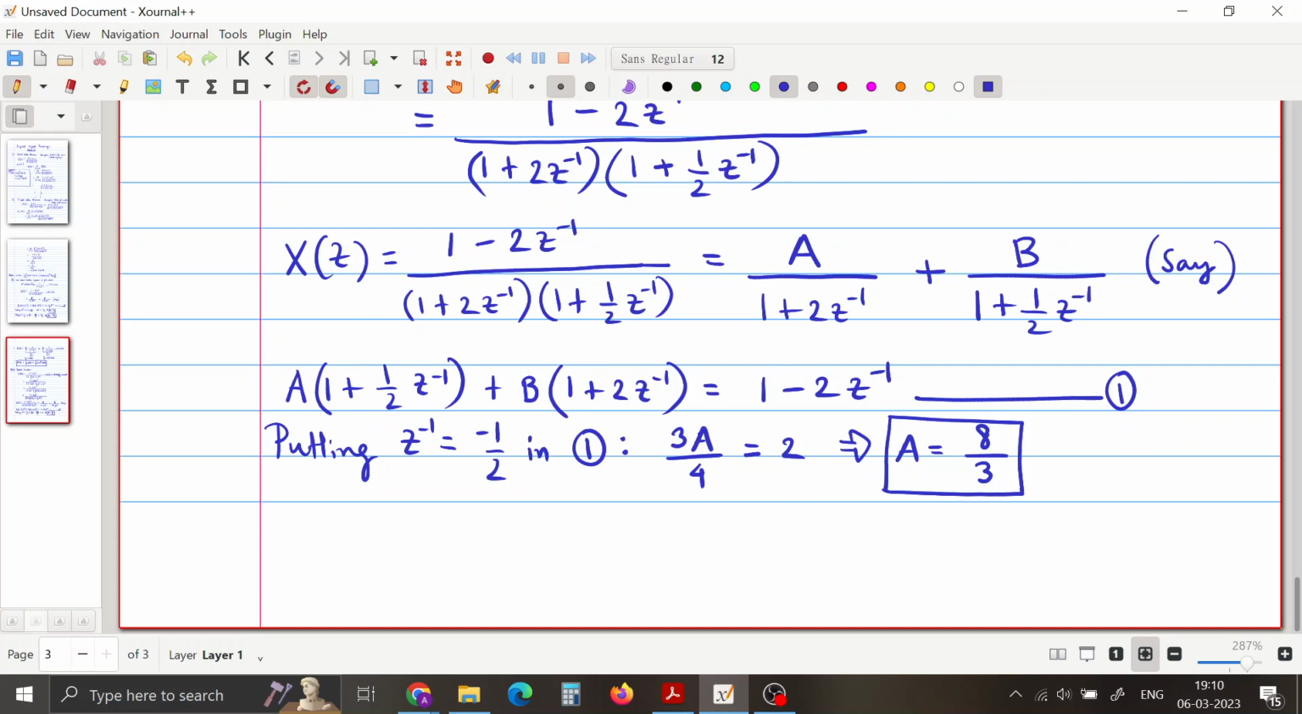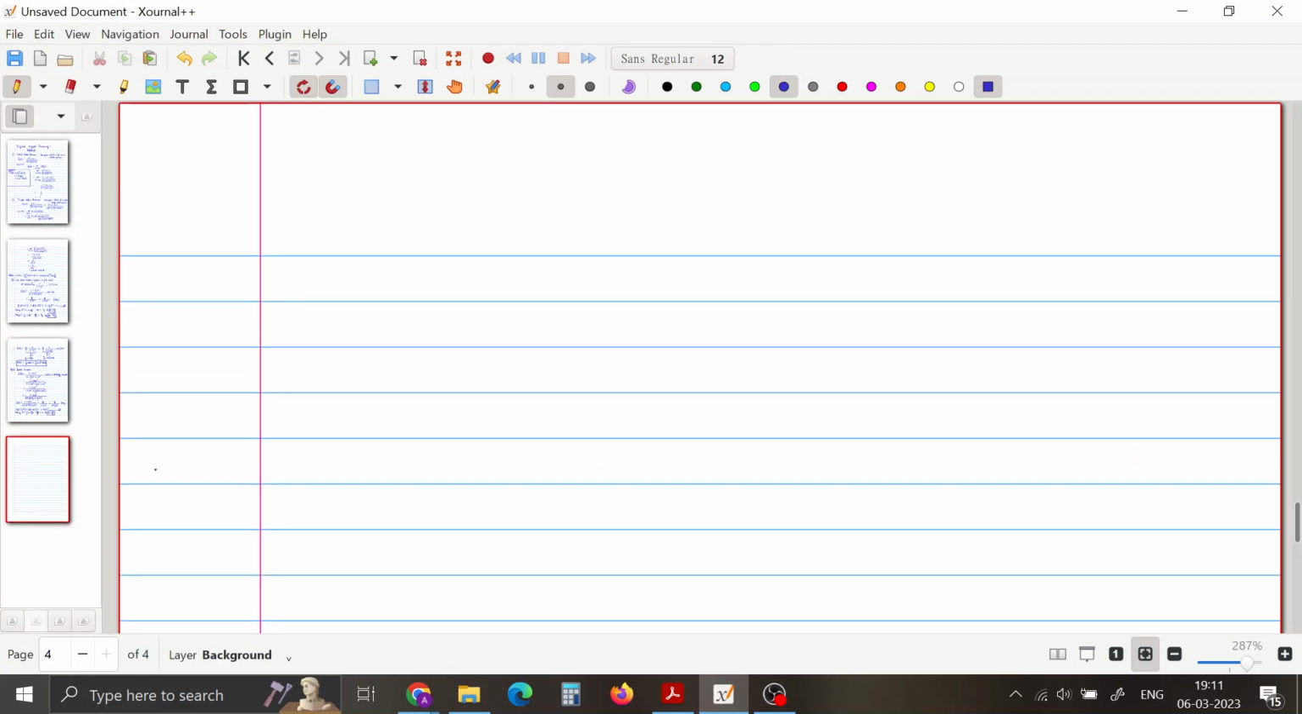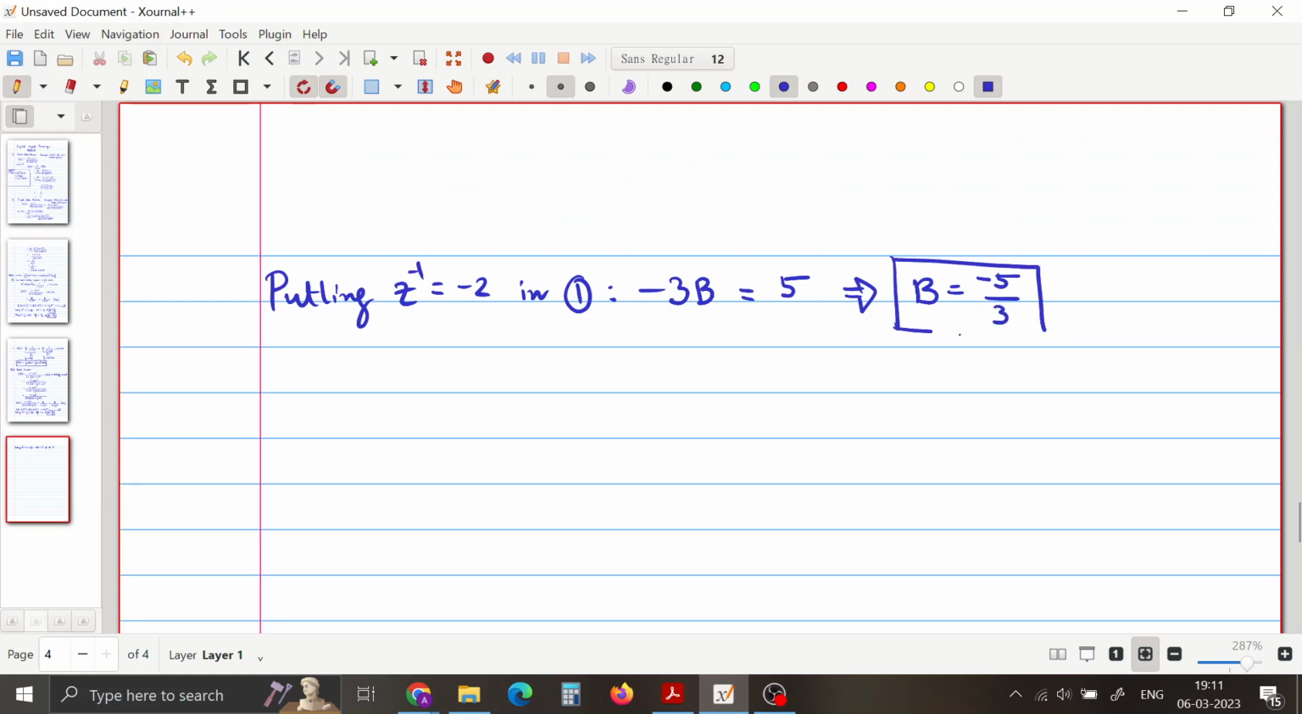Similarly, we can now find the value of b. For that we need to eliminate a. For eliminating a we need to equate its coefficient to 0. So for that we need to put z inverse equals minus 2, right? So let's do that. I'll go to the next page. If you put z inverse equals minus 2 in equation 1, you will get minus 3b equals 5, or b is equal to minus 5 by 3. Okay, so we got both the values of a and b.